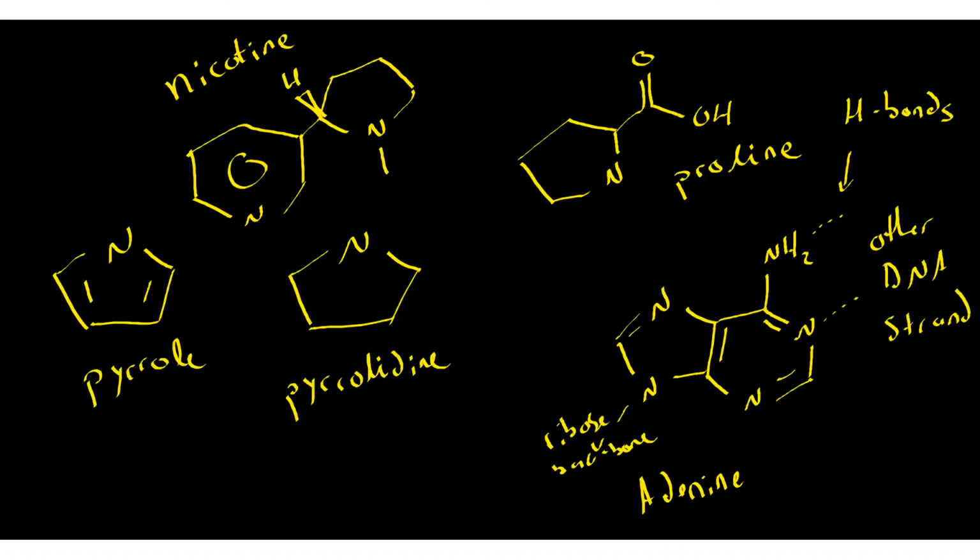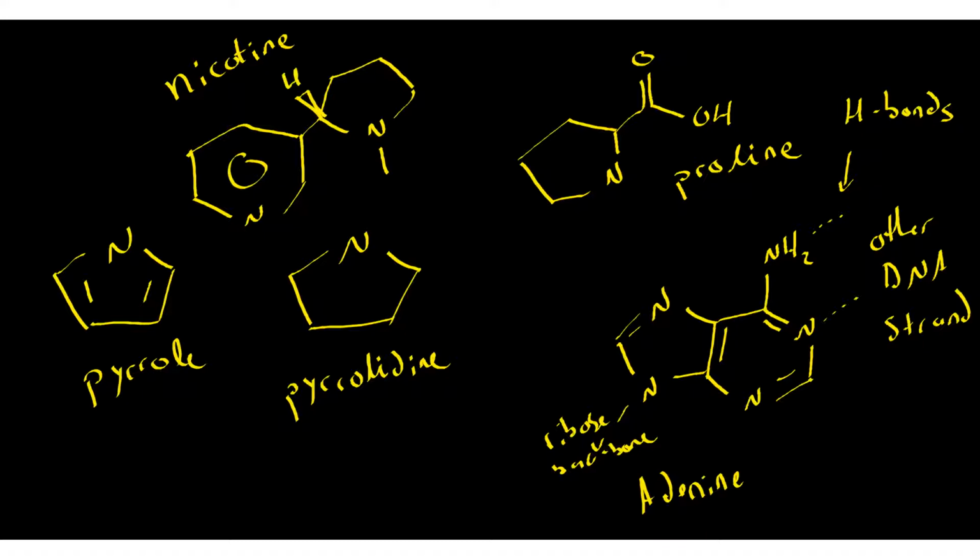On the right, you have proline. That's one of the amino acids. So you have the amino group and the functional side chain of the amino acid are both contained in that ring.